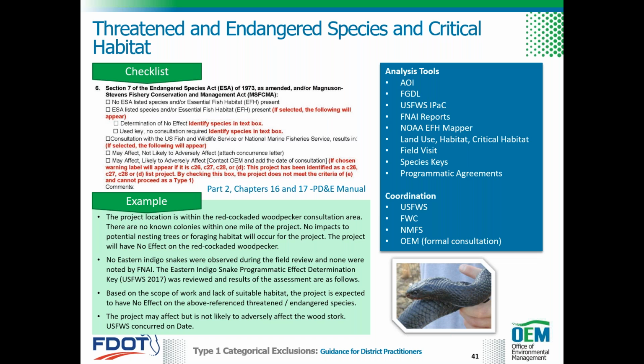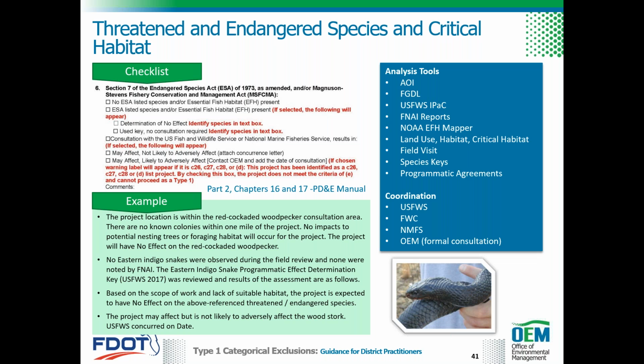Now, FDOT, in coordination with the U.S. Fish and Wildlife Service, developed a programmatic approach, a PA, to meet the requirements under the Endangered Species Act for minor transportation activities. The PA addresses routine maintenance and modernization activities where there are either no effects or minor effects to specific federally listed threatened and endangered species.